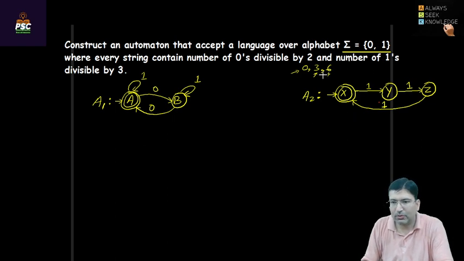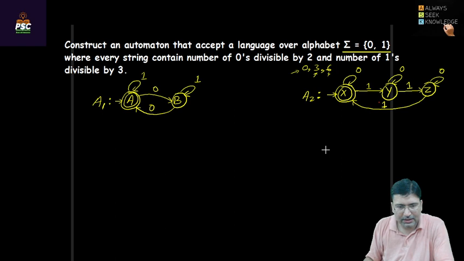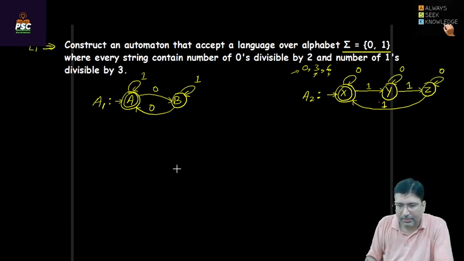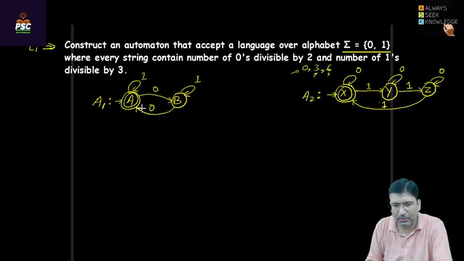Now what about zeros? There is no restriction on the number of zeros, so I can put a loop for them. So these two automata have been constructed. But in order to construct the automata for the given language, let's say L1, this language requires the union of these two. So when two automata are given, we can perform a number of operations.